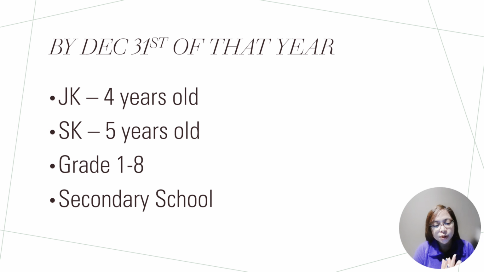Next, if your child is 4 years old by December 31st of that year, you can already enroll him or her in JK, or junior kindergarten. So for example, if your child was born in January 2024, you can already enroll him or her for the September 2024 school year. Or if your child will be turning 4 in October, November, or December of 2024, you can still enroll him or her for the September 2024 academic year.